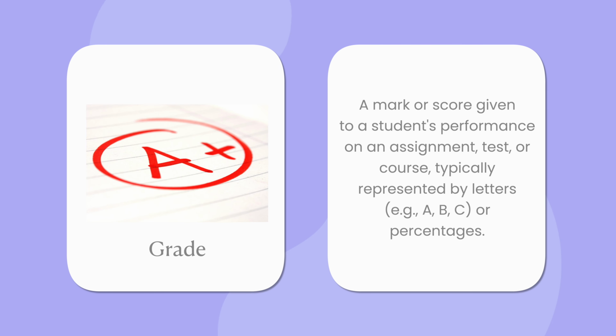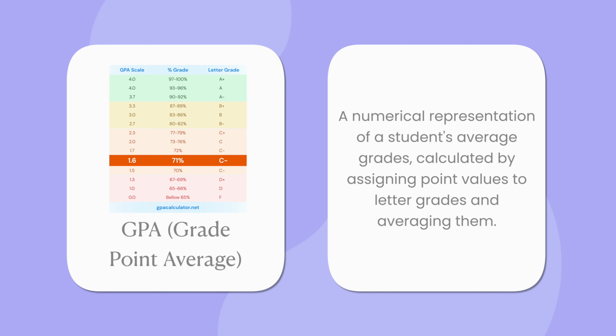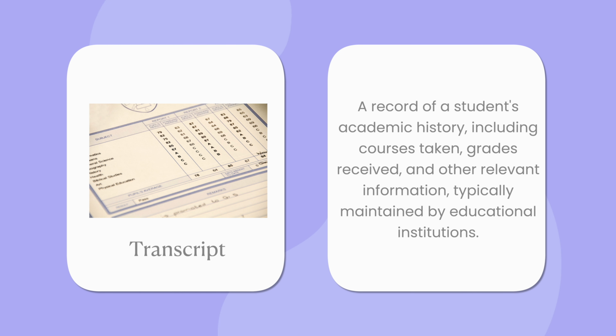Grade. A mark or score given to a student's performance on an assignment, test, or course, typically represented by letters, e.g., A, B, C, or percentages. GPA, grade point average. A numerical representation of a student's average grades calculated by assigning point values to letter grades and averaging them. Transcript. A record of a student's academic history, including courses taken, grades received, and other relevant information typically maintained by educational institutions.